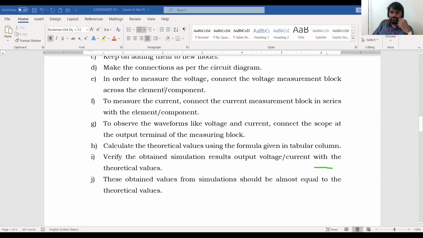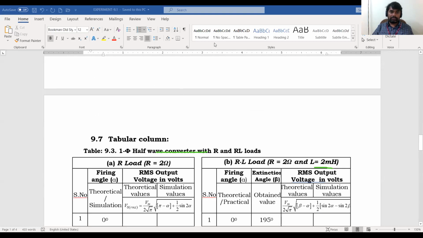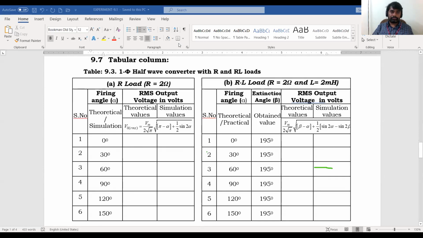So now, in order to see whether you are getting the correct values with the help of the simulation or not, you need to go for theoretical calculation, and this theoretical calculation and the obtained simulation values should match. Then only you can judge that whatever you are doing is correct. Now, for the theoretical calculation, here you can see the tabular column. At different values of firing angle, you can calculate the RMS output voltage theoretically, and just mention the simulated values here in this tabular column, so that there is almost 2 to 5 volts difference.